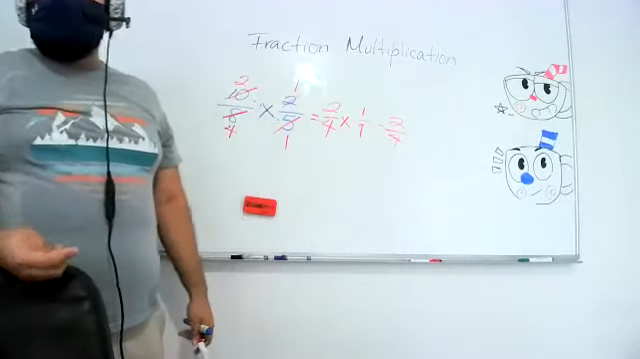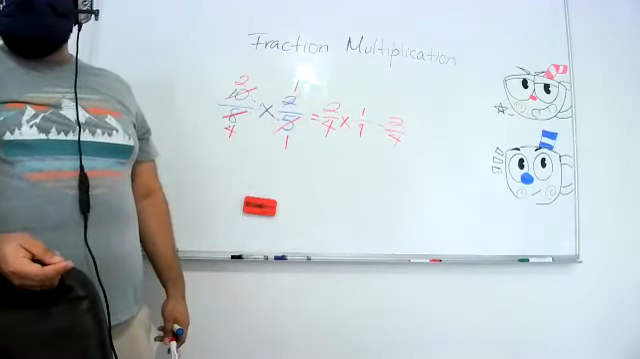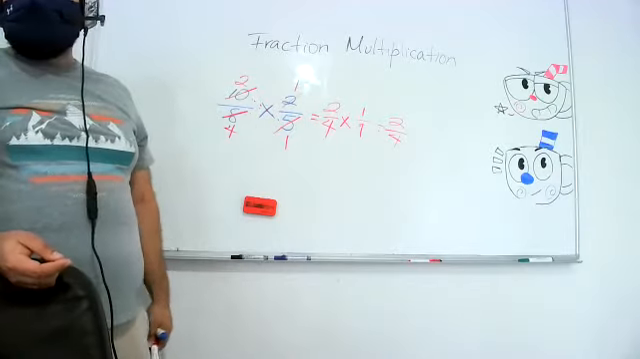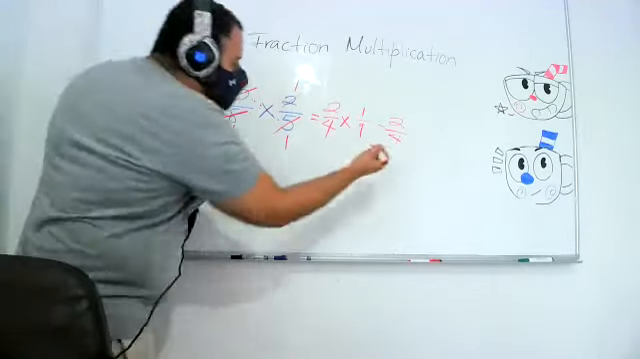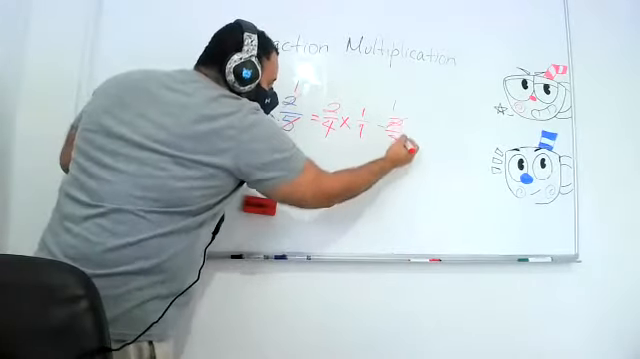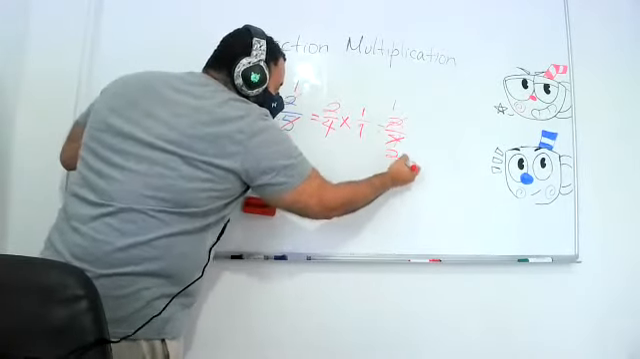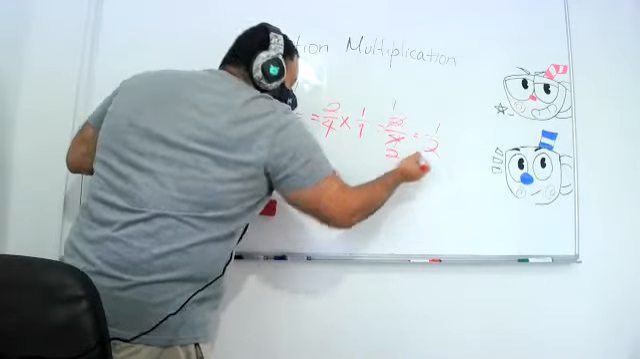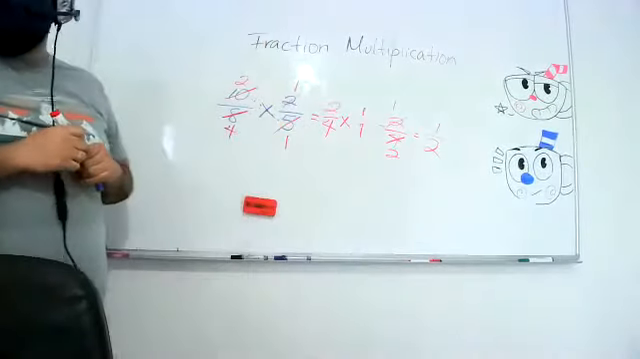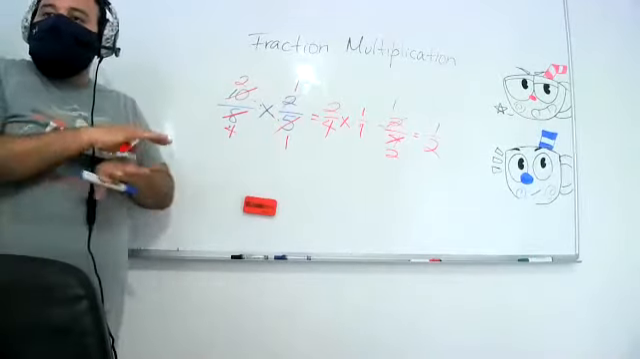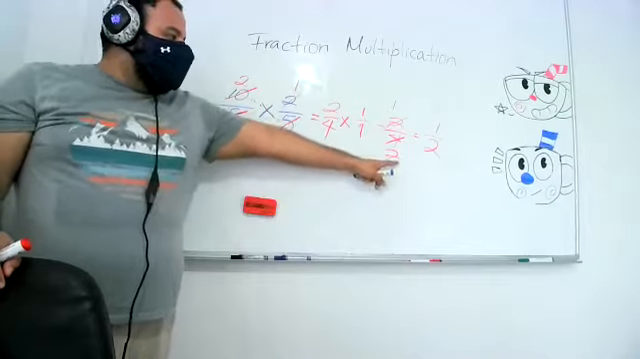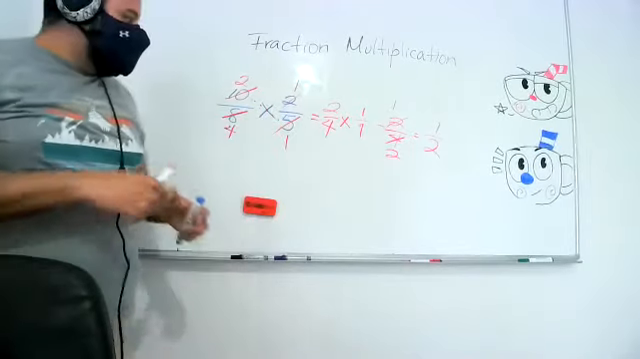right? 2 and 4. They are even numbers, right? So can I divide them by 2? Yeah. So 2 divided by 2 is 1. 4 divided by 2 is 2. So my reduced fraction, my lowest term, is 1/2. 1/2 is the lowest term. Okay. My answer to that multiplication is 1/2.